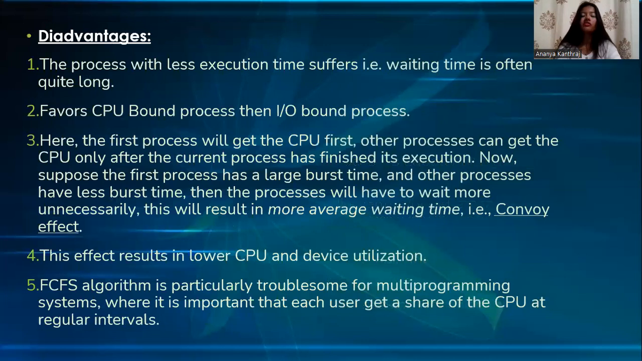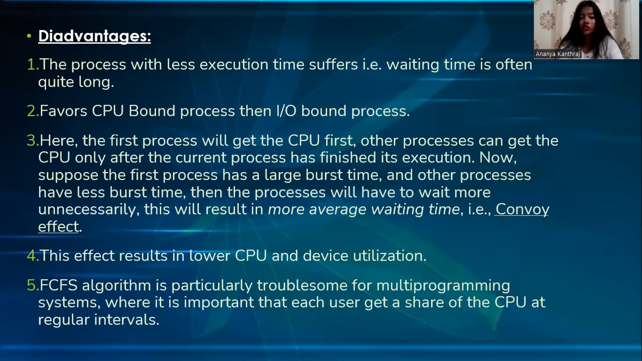The disadvantage of FCFS is that a process with less execution time suffers, that is, the waiting time is often quite long, and it favors the CPU bound processes over the input output bound processes. Here the first process will get the CPU first, and other processes can get the CPU only after the current process has finished its execution time. Suppose the first process has a large burst time and the other processes have less burst time, then the processes will have to wait unnecessarily, which results in more average waiting time.